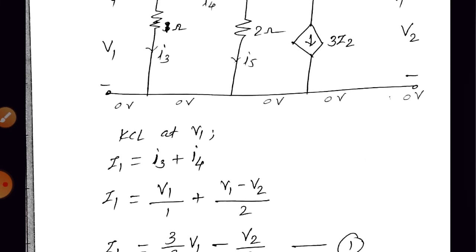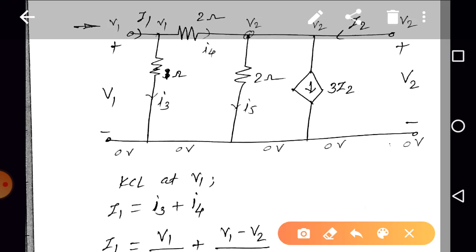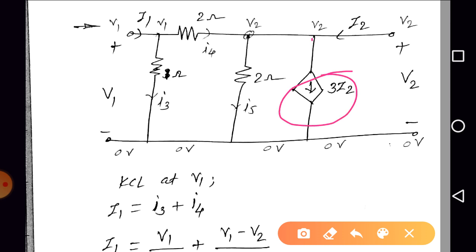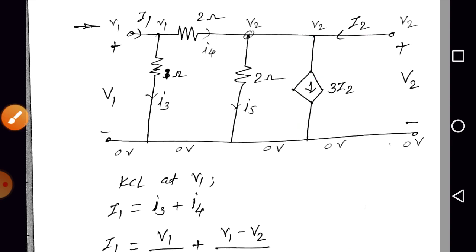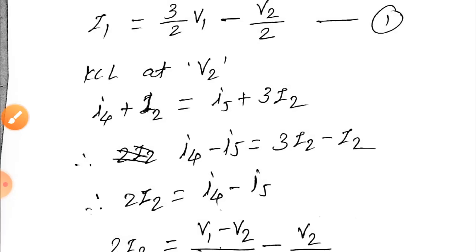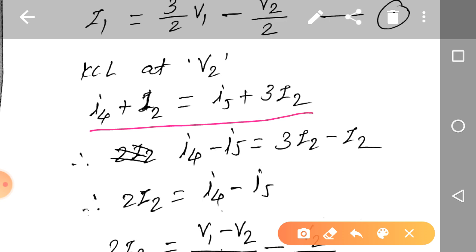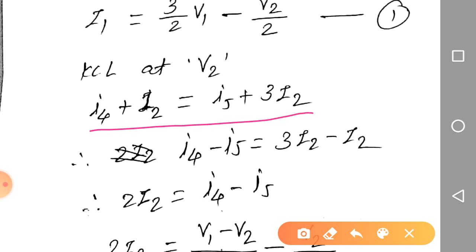Next, we apply KCL at V2. The KCL equation at V2 is I2 plus I4 is equal to 3I2 plus I5. Shifting I5 to this side, we can write it as 3I2 minus I2, which is 2I2, is equal to I4 minus I5.